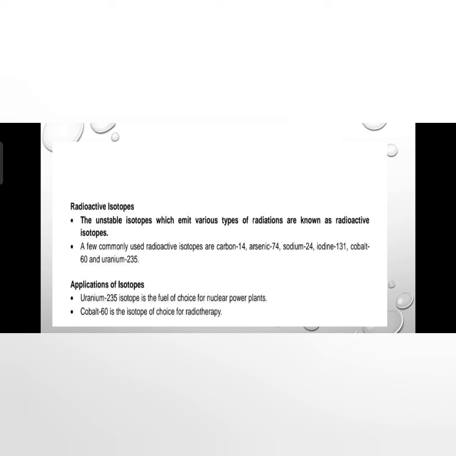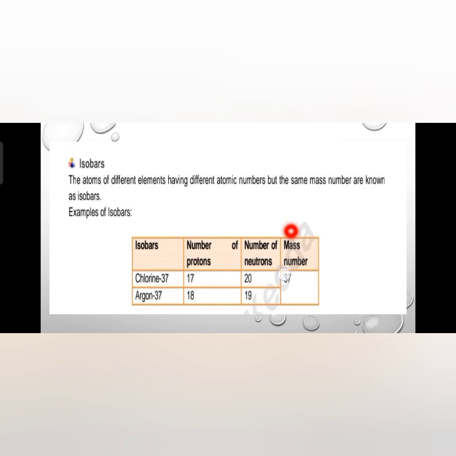Radioactive isotopes. The unstable isotopes which emit various types of radiation are known as radioactive isotopes. A few commonly used radioactive isotopes are carbon-14, arsenic-74, sodium-24, iodine-131, cobalt-60, and uranium-235. As I told you, uranium-235 is already used in nuclear power plants. Cobalt-60 is an isotope used in radiotherapy in the treatment of cancer.